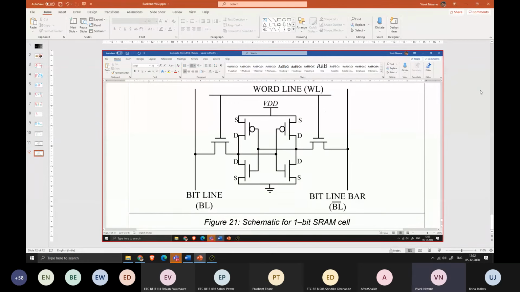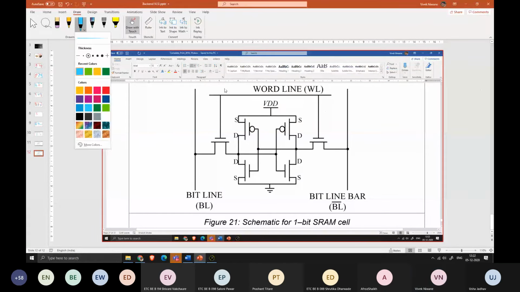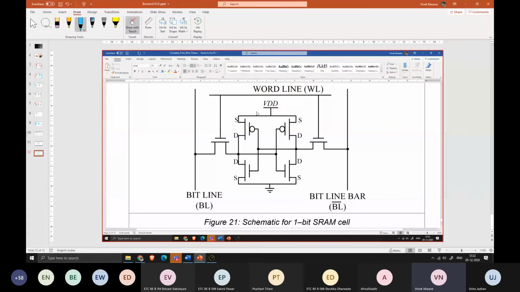Okay, now you can observe that here. Where did the draw go? Okay. So we do have one inverter on this side, PMOS and NMOS. Okay, we do have another inverter on the left hand side, one PMOS connected to NMOS. So this is your inverter, am I right?